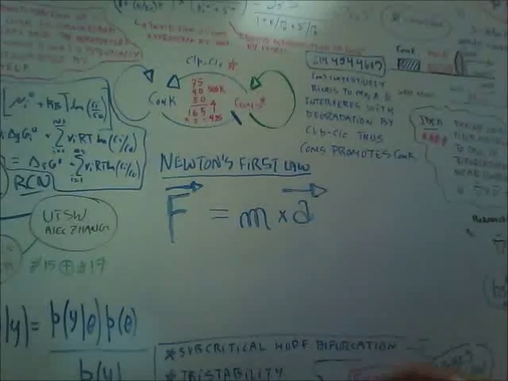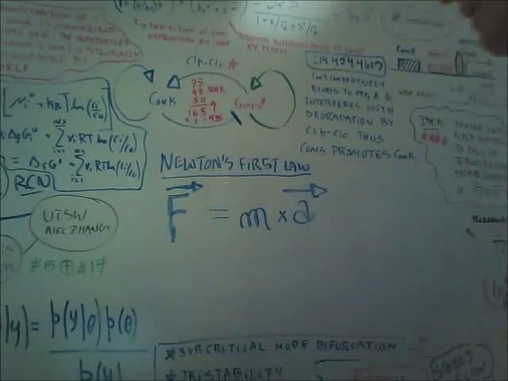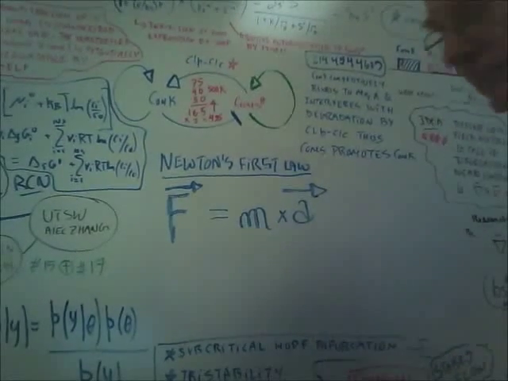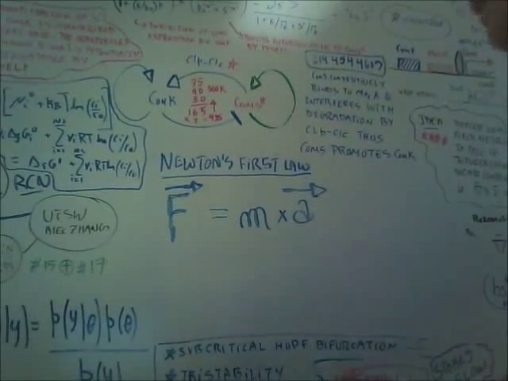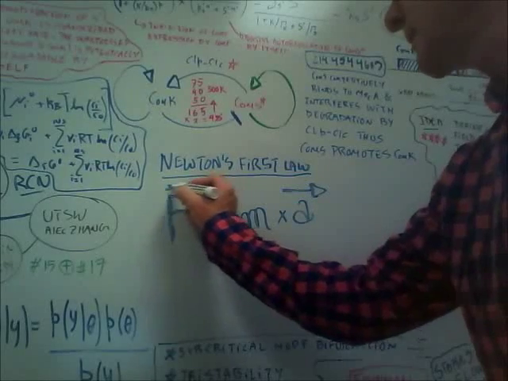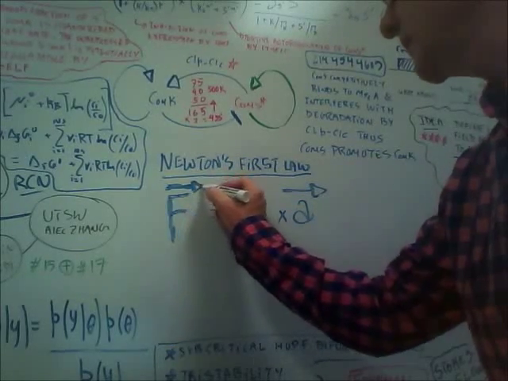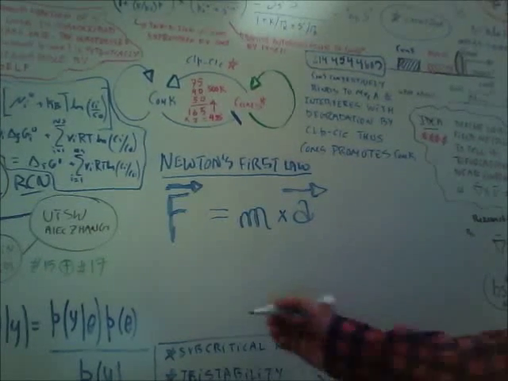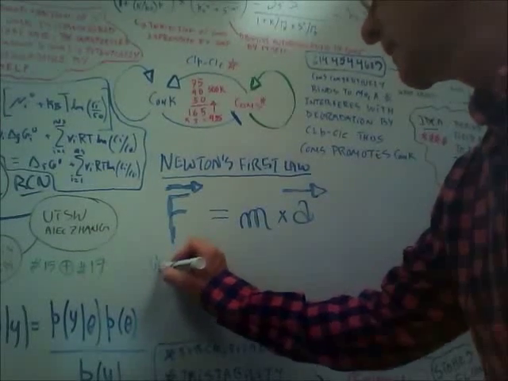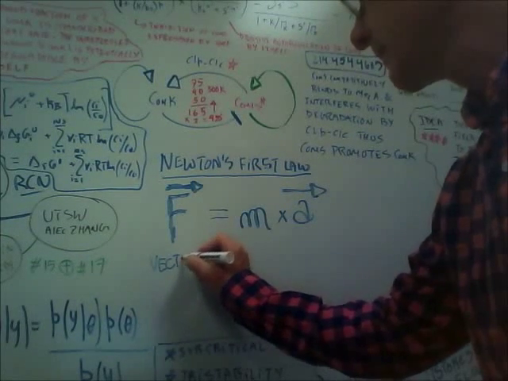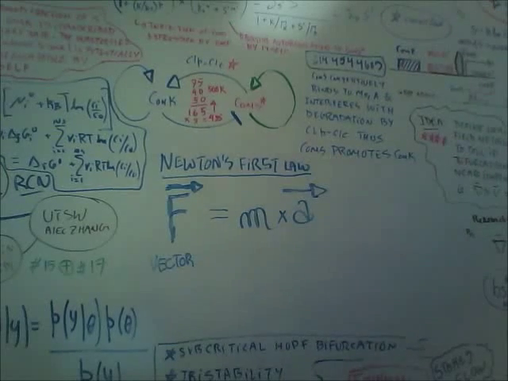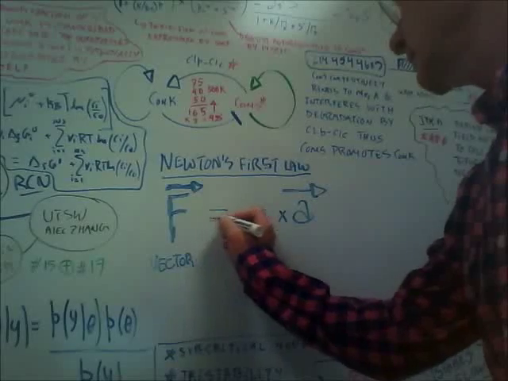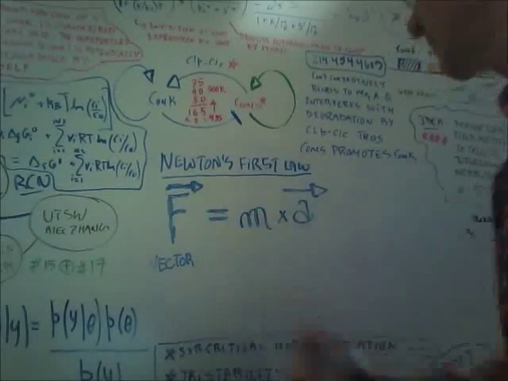So on the left hand side, there's F. Now, F stands for the force. But as you can see, above F is a little arrow. So therefore F is actually a vector. On the right hand side, there are two terms.